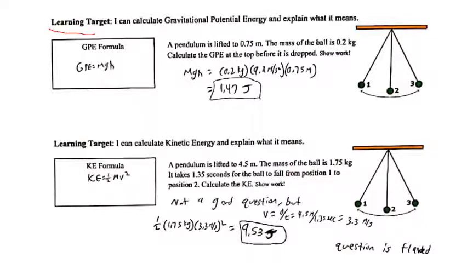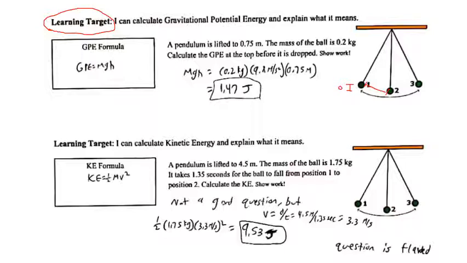So we've got this first learning target. It's all about gravitational potential energy. GPE, again, has to do with the height. So we don't care about the whole pathway, right? This whole pathway here is significantly longer than 0.75 meters. But the height it goes up is the 0.75 meters.